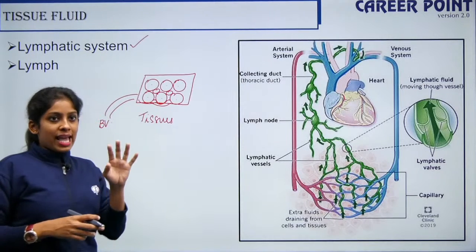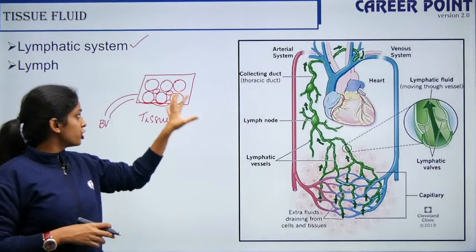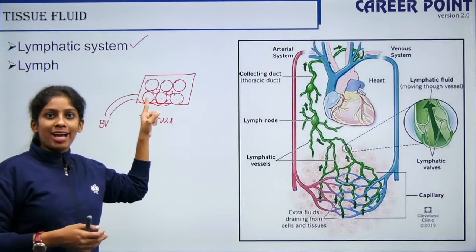Once again, cells comprise tissues, right? Your tissues are made up of a group of cells, to put it another way. Blood vessels are supplied to the tissues.